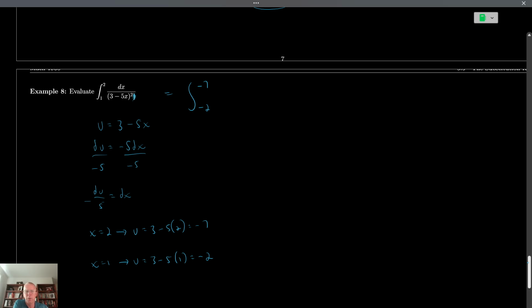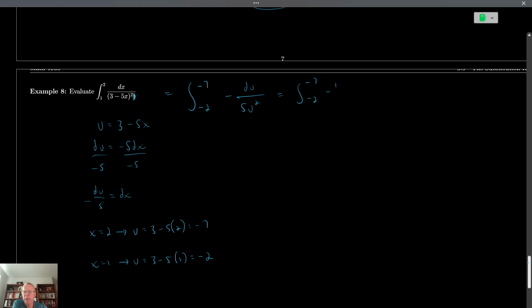When x is 2, u is going to be negative 7. When x is 1, u is going to be negative 2. So it's okay. And then we end up, dx becomes negative du over 5. And then 3 minus 5x squared is just going to be u squared. All right, and then fairly easy integral to do after that.